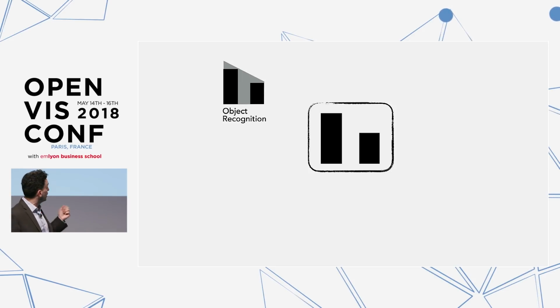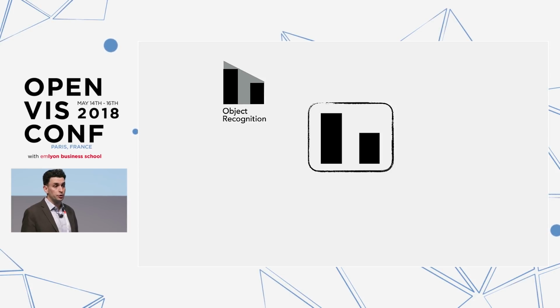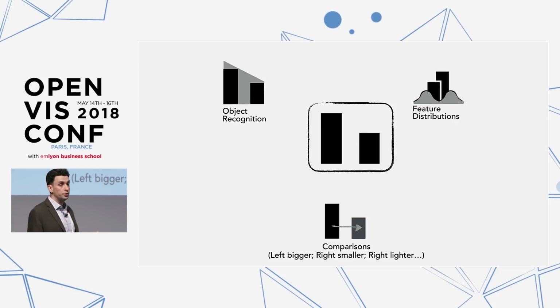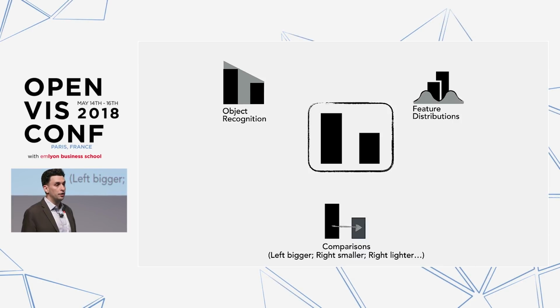One is object recognition, so you can recognize this thing in the same way that you would a face or a house or another object in the real world. If you squint, it kind of looks like a house with a sloped roof. You can use another system that allows you to pull distributions of features out of the world. You can notice that there are 2 different sizes, a big one and a small one. Finally, a third system allows you to draw comparisons out of individual objects, to notice that the one on the left is bigger or the one on the right is grayer.